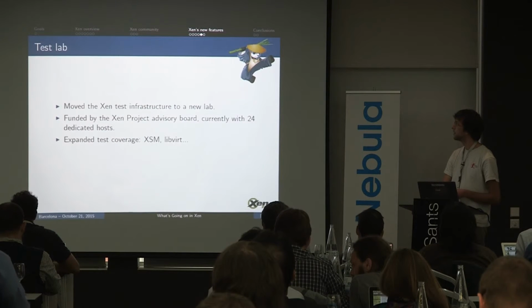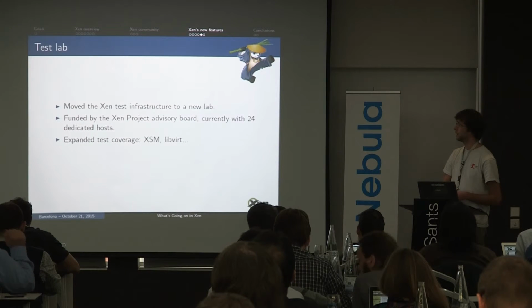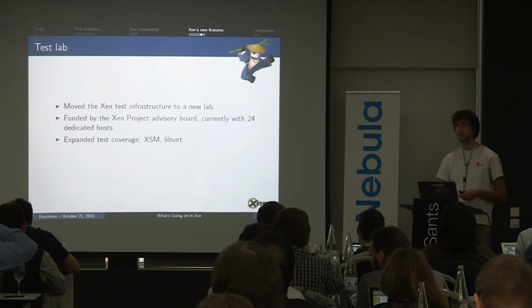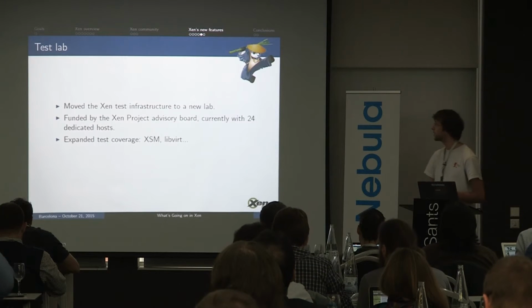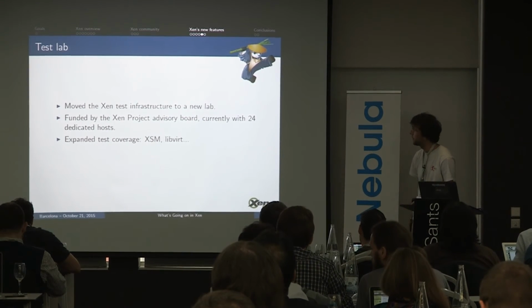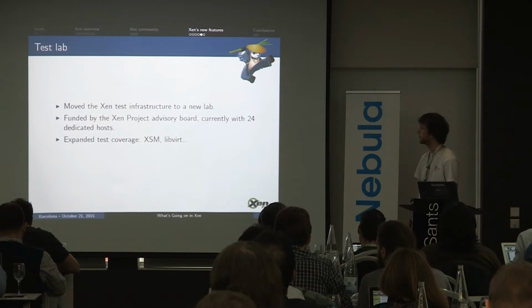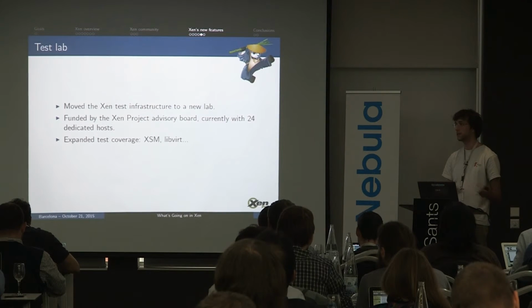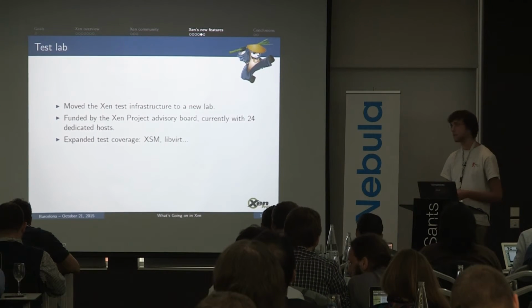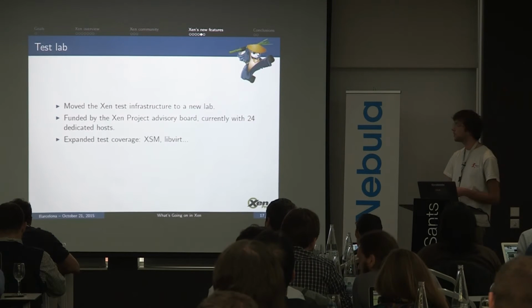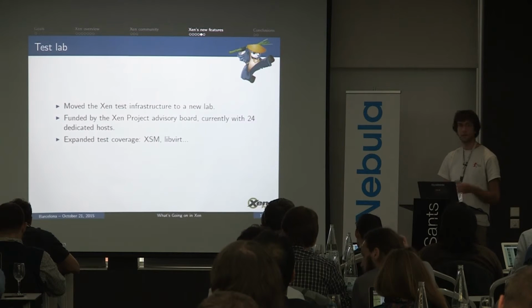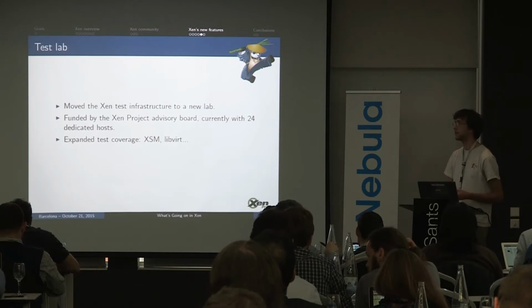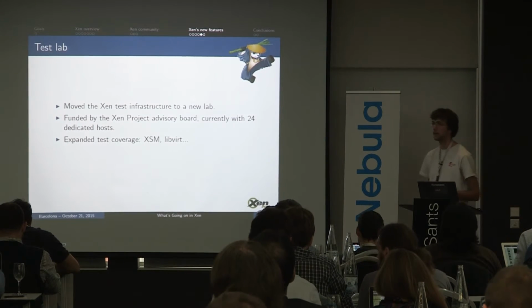We also moved to a new test lab in order to have all of our test infrastructure. It was funded by the Xen Project Advisory Board, and currently it has 24 dedicated machines. It's a mix between Intel, ARM, and AMD boxes in order to do a full coverage test. We try to have very different hardware in order to test all possible solutions. And every commit that goes into Xen is tested against this lab to make sure it doesn't break anything.